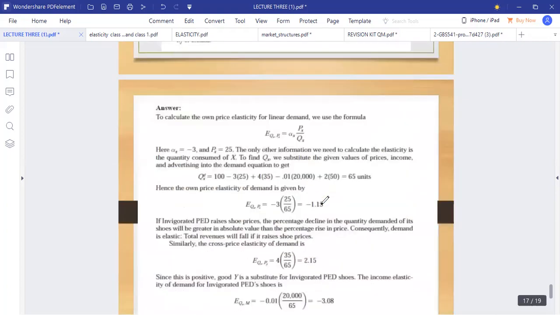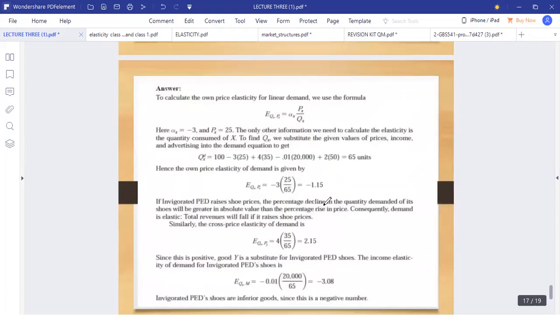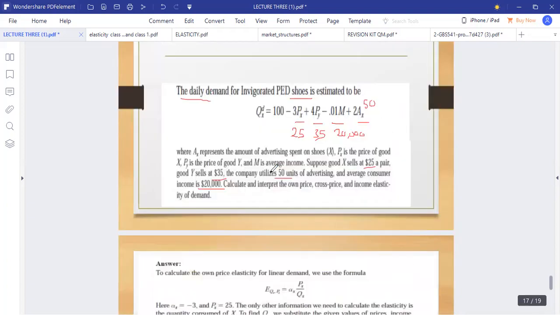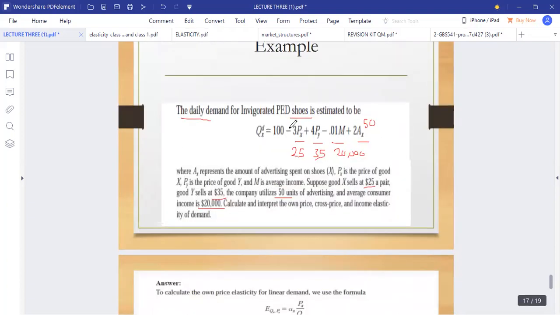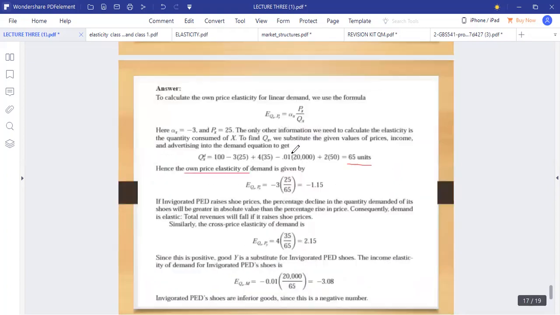When we substitute that, we have 65 units as the current demand. So to find the own price elasticity, we get the gradient for X, which is -3, then 25 out of the total. So -3 times 25 out of the 65. Here we get -1.15. What is our comment here? Demand is elastic.